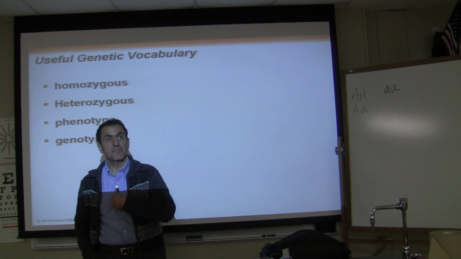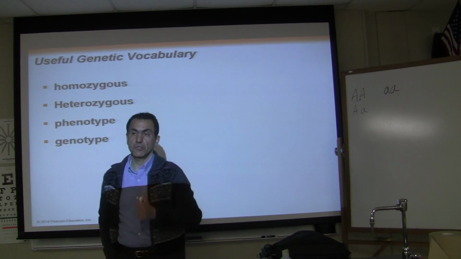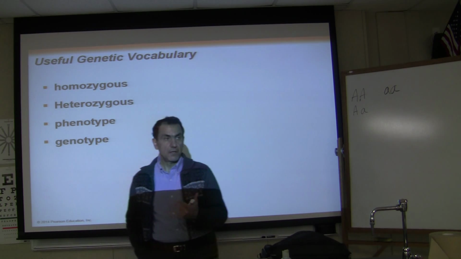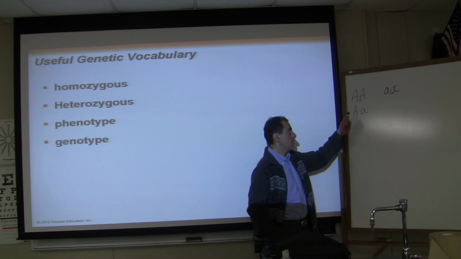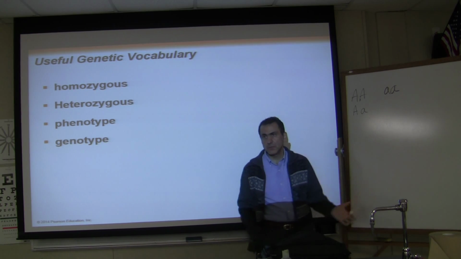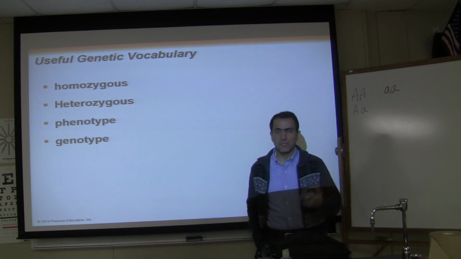My genotype is different from Trung's genotype. They're different. But when I want to show it on a piece of paper or a whiteboard, I can use any letter I want: capital A, small a, capital B, small b.